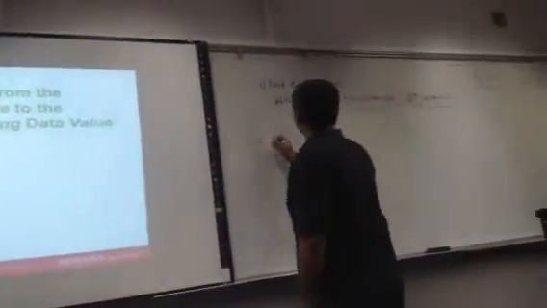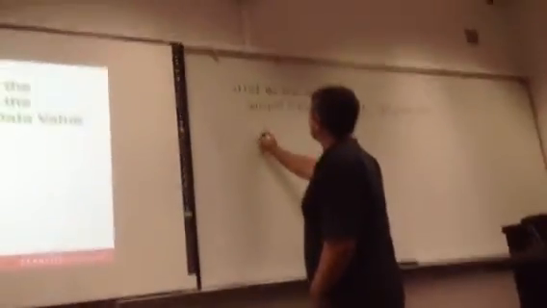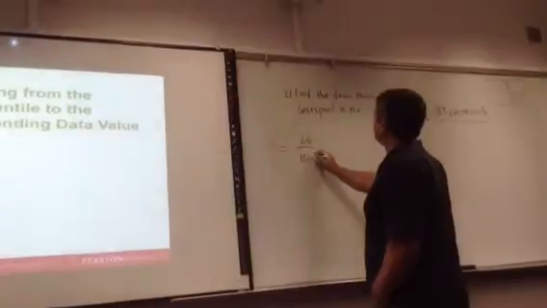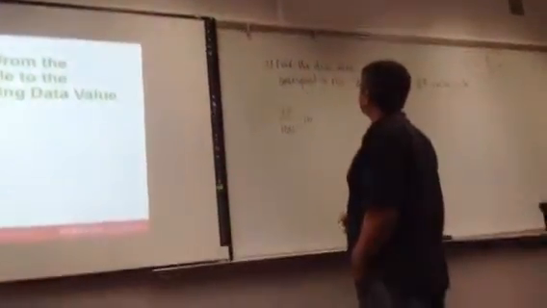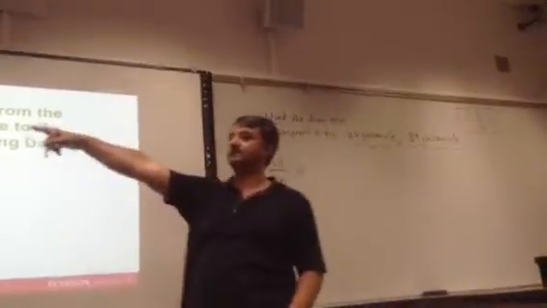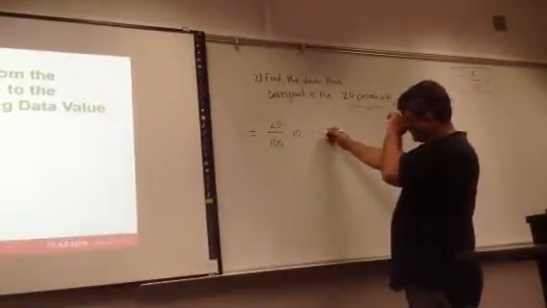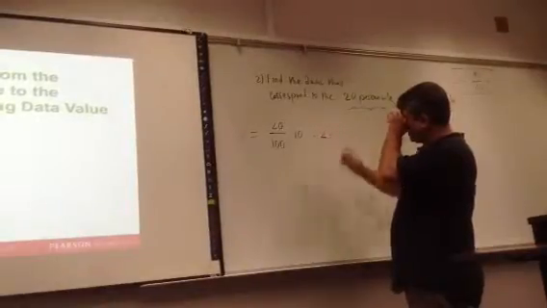So L equals, where is my K? 20 divided by 100 times what? 10. That's the N, right? Number of data. So how many data do we have? N. So this will be 200 divided by 100, which is 2.